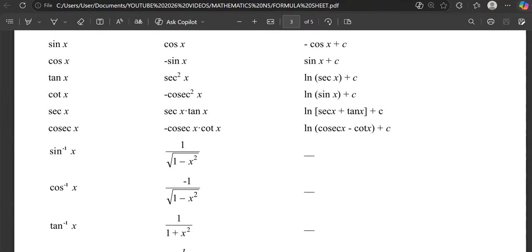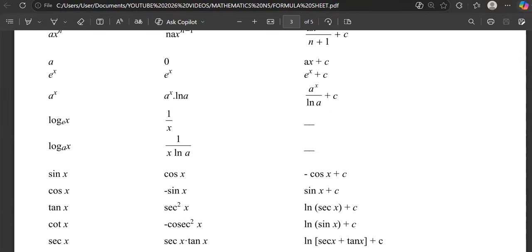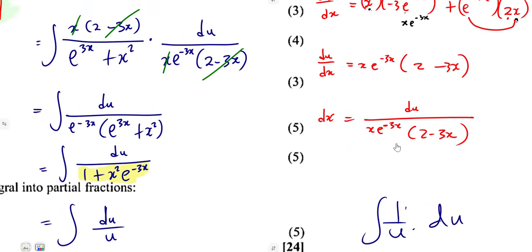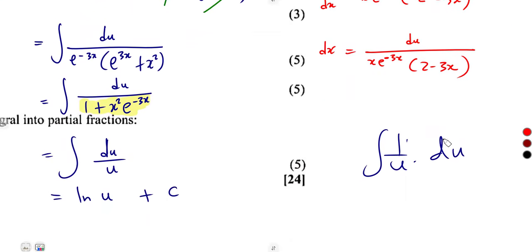I don't even know if they gave us this. There you see, we are not even given this, but you can take it vice versa. These are derivatives. Remember, this represents ln of x. So if you integrate this, it is the opposite. You're going to obtain ln of x. So that is how you can play around with the formula sheet, all right? So that's ln of u. But u is equal to what? Remember, u is this in terms of x.